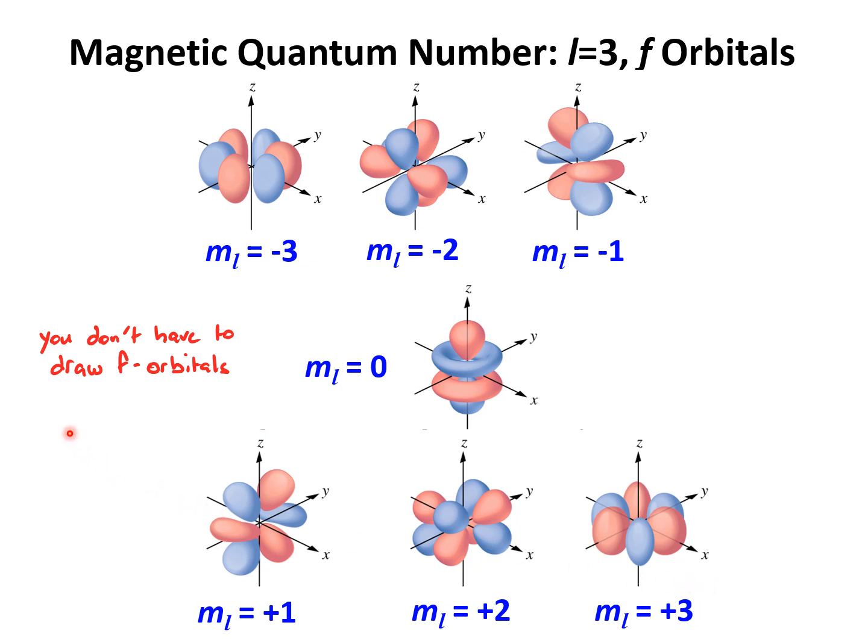So we can see that there are 7 f orbitals. Now, you might notice that the f orbitals are somewhat complicated. So the good news for you is that you are not responsible for drawing f orbitals on the midterm or the final exam. However, you should be familiar with them and what they look like.